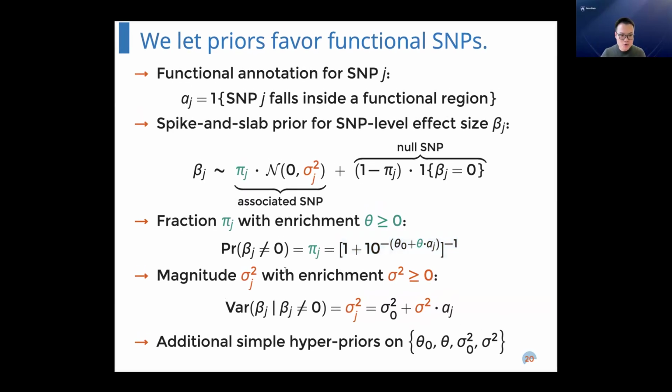And similarly, I can do the same thing for sigma j squared. This basically captures the prior variance for SNP-J that are believed to be associated with the trait.